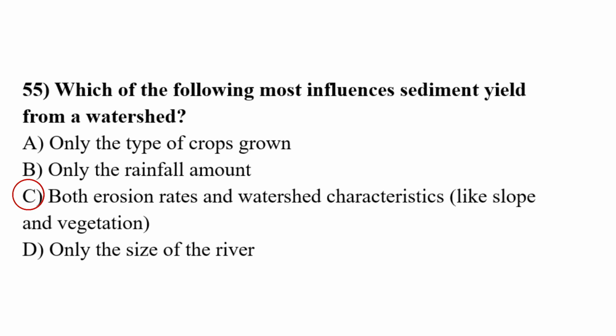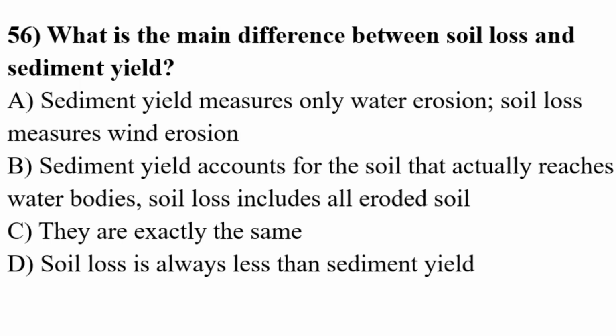Answer: C. Both erosion rates and watershed characteristics, like slope and vegetation. 56. What is the main difference between soil loss and sediment yield? A. Sediment yield measures only water erosion, soil loss measures wind erosion. B. Sediment yield accounts for the soil that actually reaches water bodies, soil loss includes all eroded soil. C. They are exactly the same. D. Soil loss is always less than sediment yield.